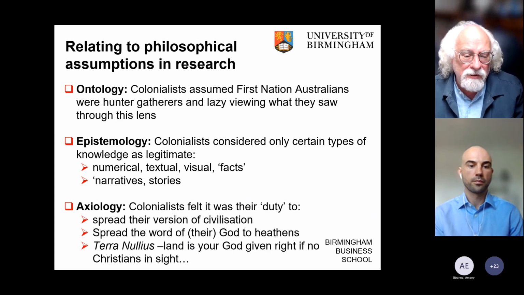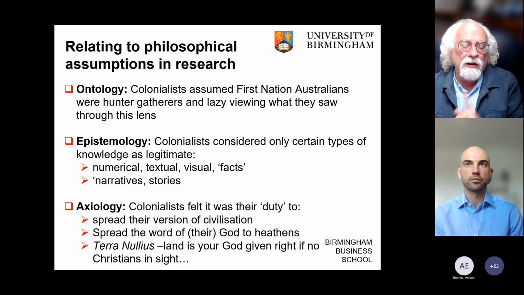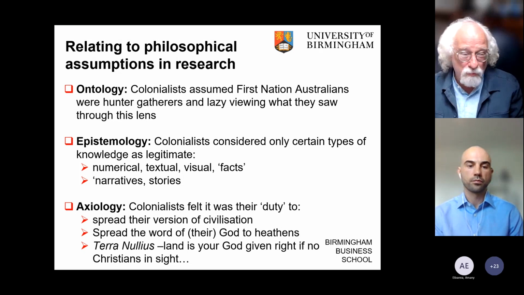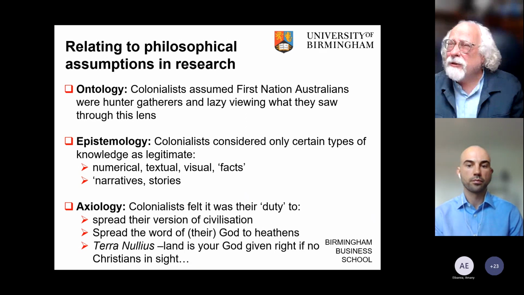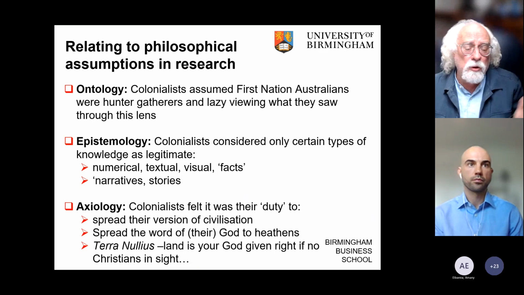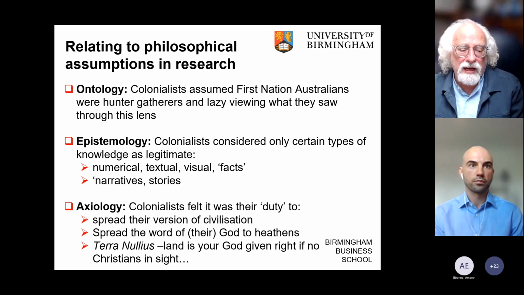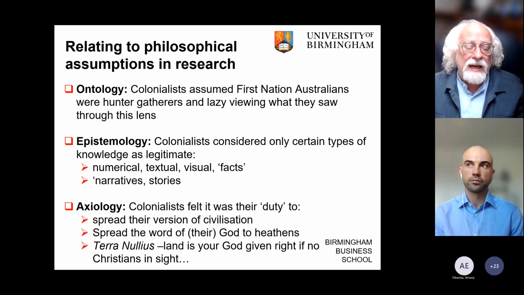They considered epistemologically only certain types of knowledge as legitimate. They liked numerical, they liked textual, they liked visuals and facts, but narratives and stories, no. In terms of their values, they very much felt it was their duty to spread their version of civilization, the word of their God, to heathens. And that value, which I think is the terra nullius, the land is your God-given right if there's no Christians in sight.